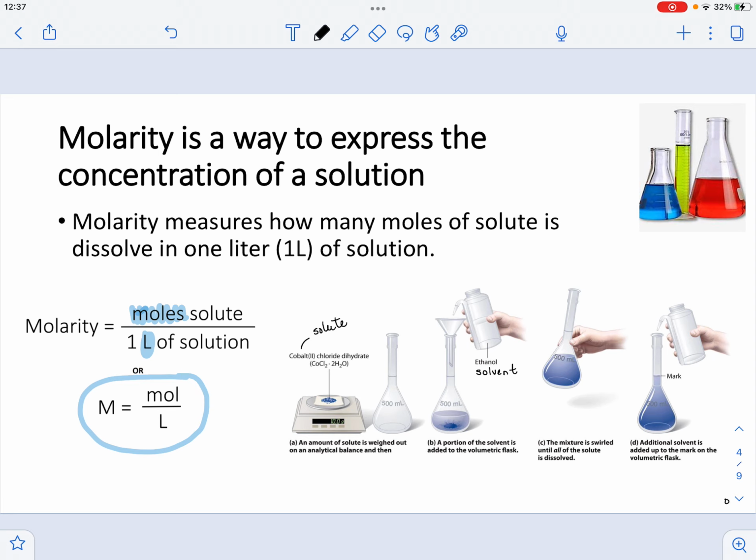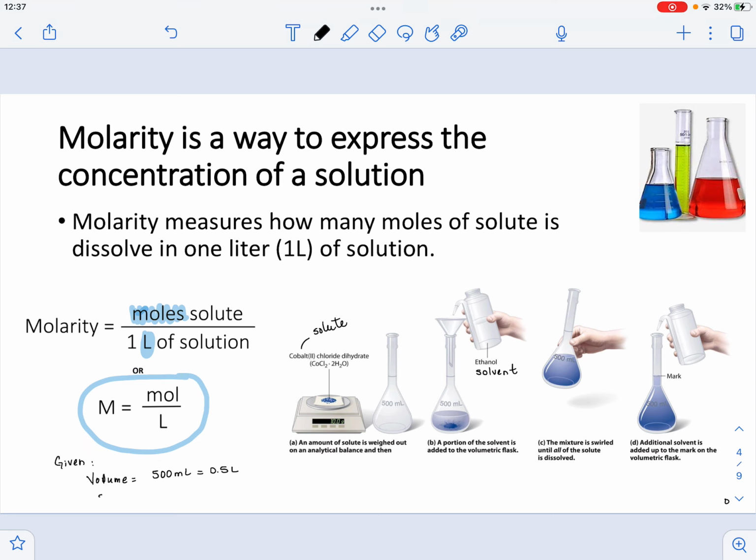So from the problem, we can see that we have the volume of the solution, and the volume of the solution is 500 milliliters. Remember that when we're calculating molarity, we need to have those milliliters converted to liters. So 500 milliliters is equivalent to 0.5 liters of volume. The other piece of information that we need is the moles of solute.